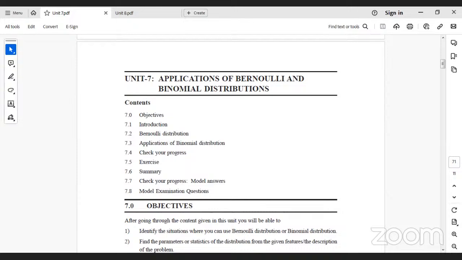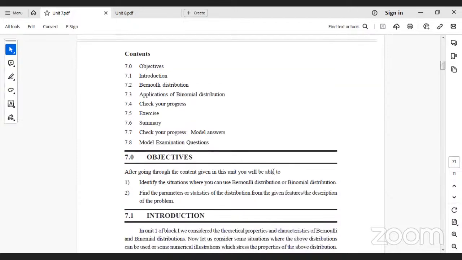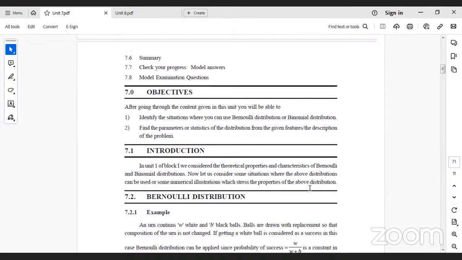Today: applications of Bernoulli and binomial distributions. In this unit you will learn to identify the situations where a Bernoulli distribution or a binomial distribution can be used, and the parameters and statistics of the distribution when given a description of the problem.